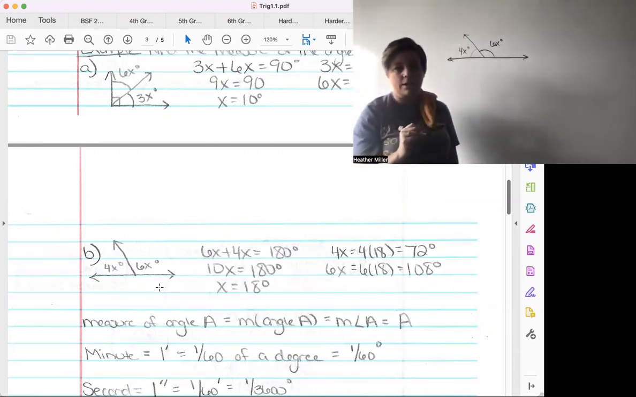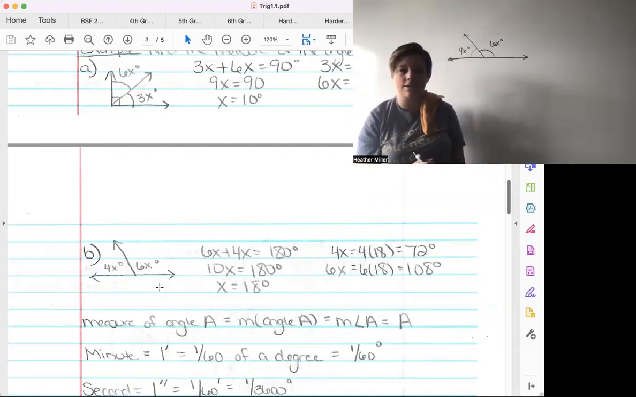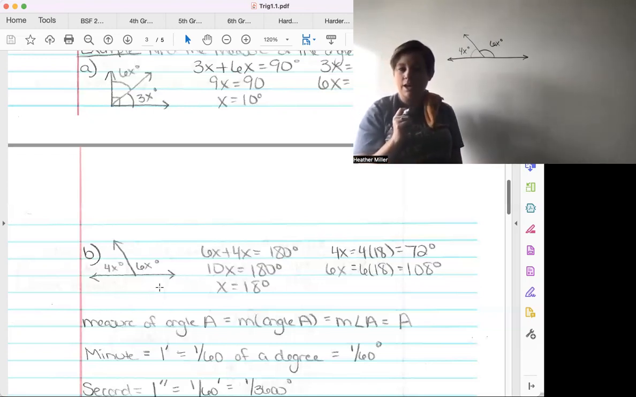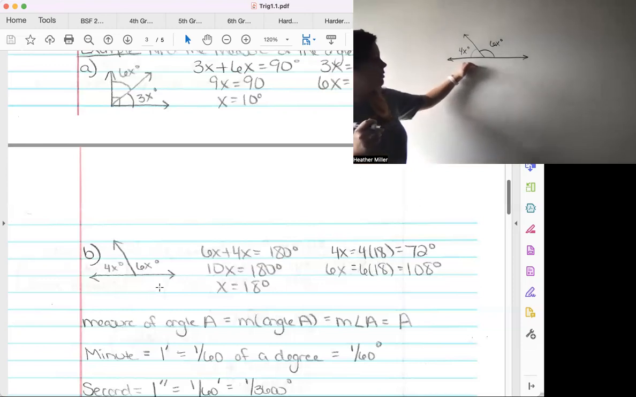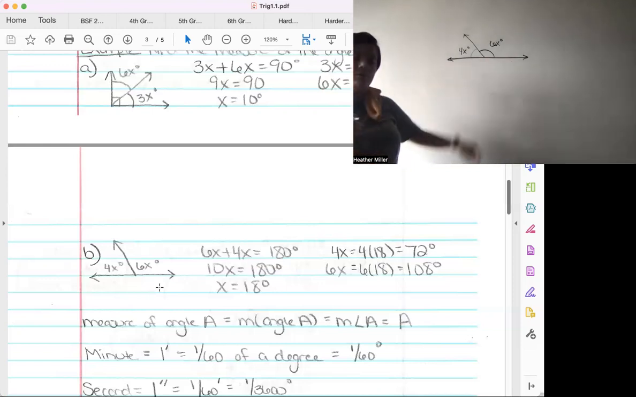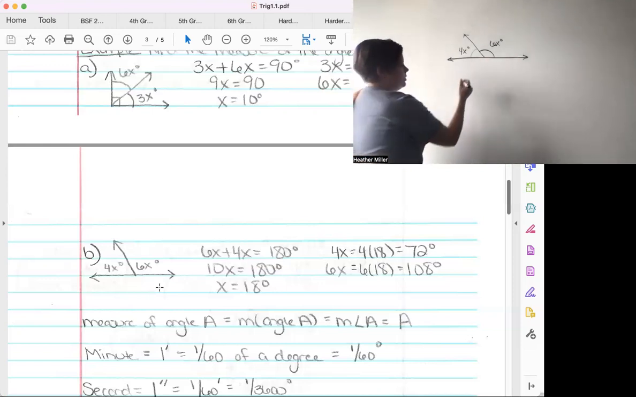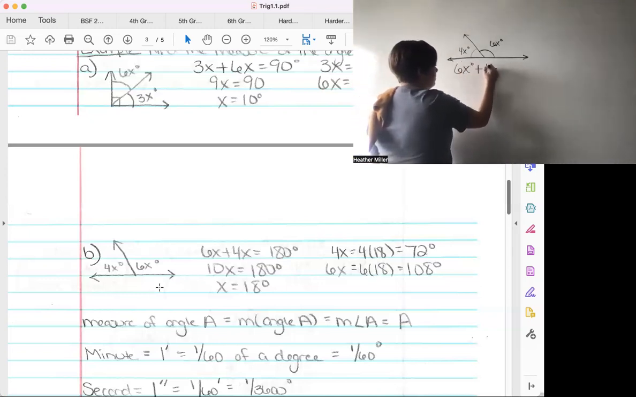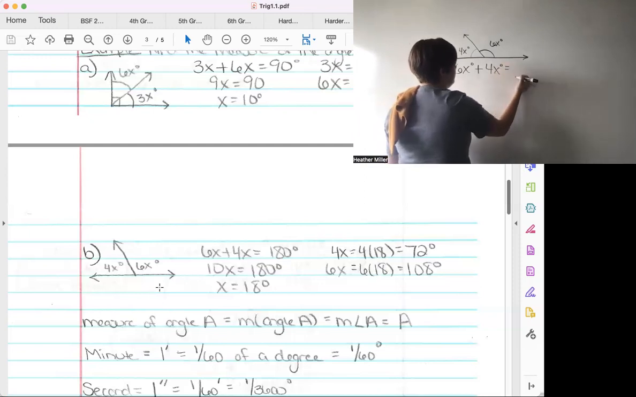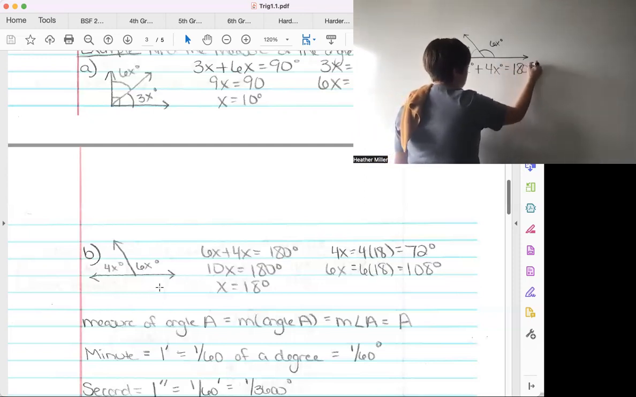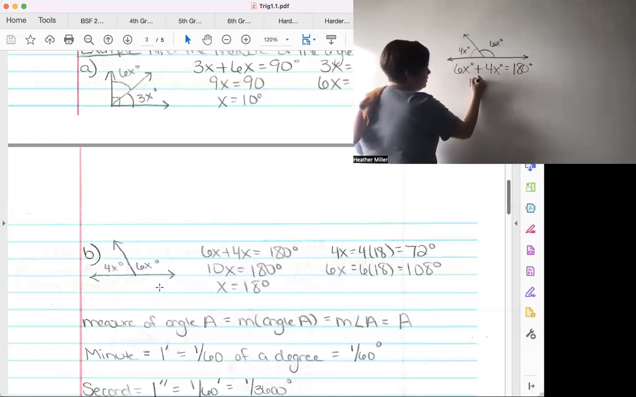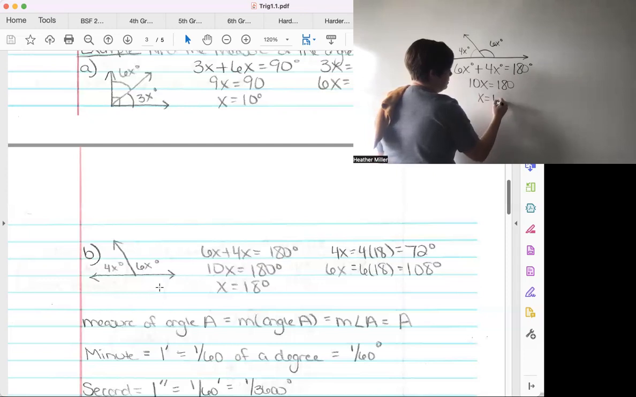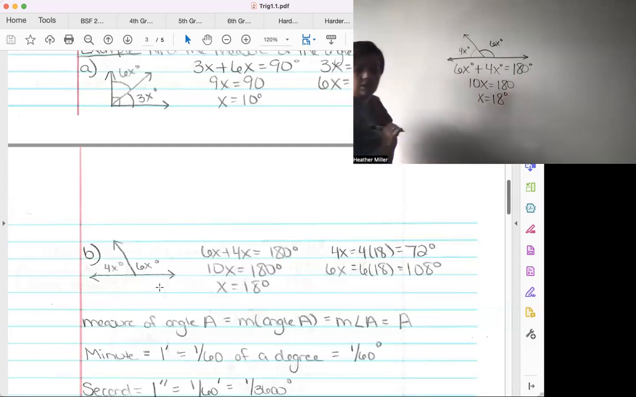But the process that we're going to use is exactly the same as the last one. Only instead of taking 4x plus 6x and setting it equal to 90, now I have to set it equal to what a straight angle is. And hopefully you're like, well, a straight angle is 180, and you would be correct. So we have 6x plus 4x equals 180 degrees. 6 plus 4 is 10. So x equals 18 degrees.